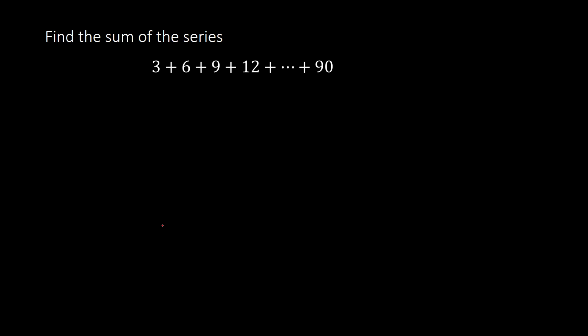So here's another example where you have this series, 3 plus 6 plus 9, all the way to 90. So you want to use the formula, S sub n equals n times T1 plus Tn over 2.